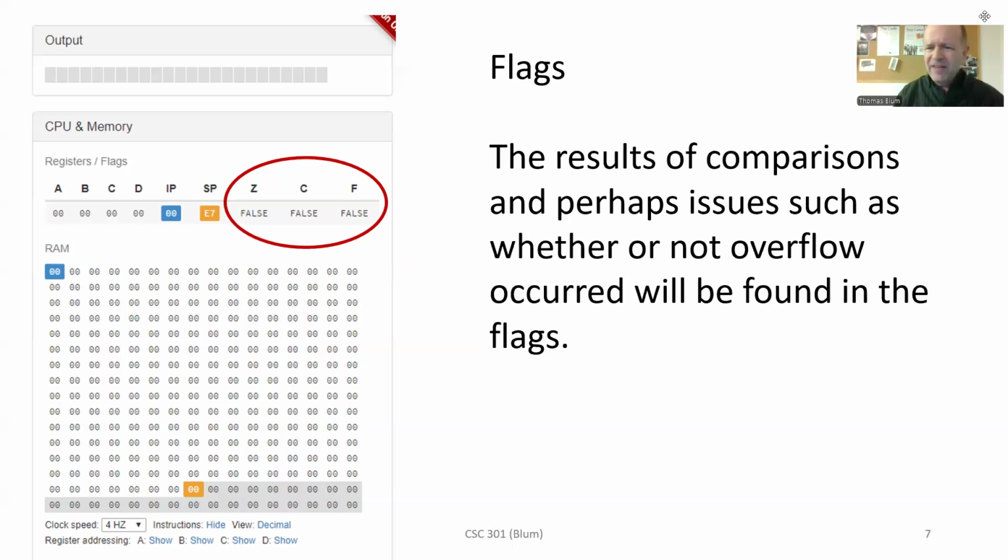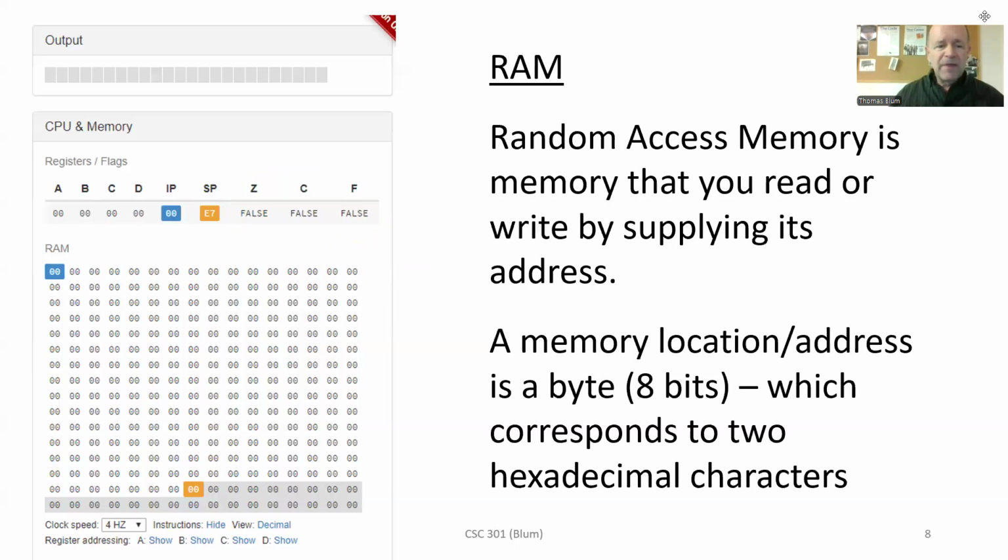And then we have these flags, these results of comparisons or indicators if something went wrong, like an overflow or something like that. So we're going to be asking some question, some kind of comparison, and putting that result into Z, and then asking questions about Z. All right. So those are all the little special things.